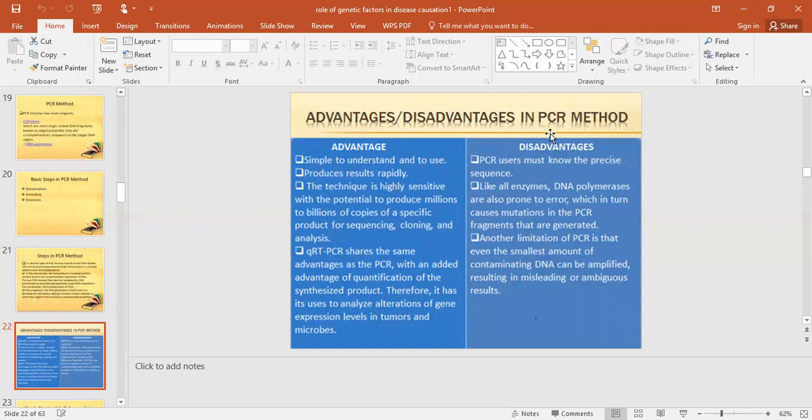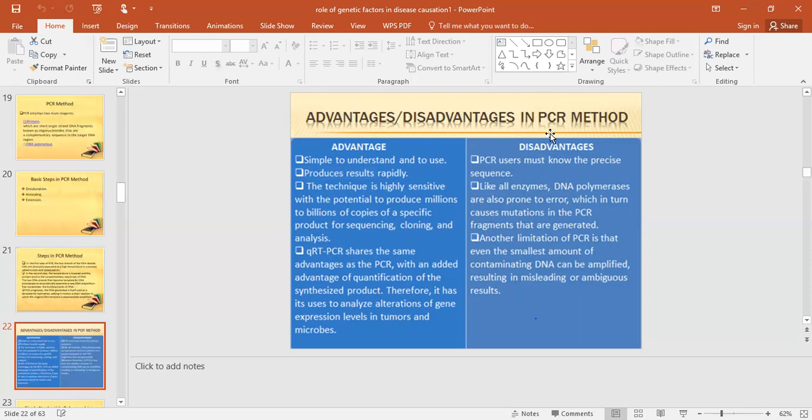Advantages and disadvantages of the PCR method. It is simple to understand and to use, and produces results rapidly. The technique is highly sensitive, with the potential to produce millions to billions of copies of a specific product for sequencing, cloning, and analysis. Real-time PCR shares the same advantages as PCR, with the added advantage of quantification of synthesized products. Therefore, it is used to analyze alterations of gene expression levels in tumors and microbes.